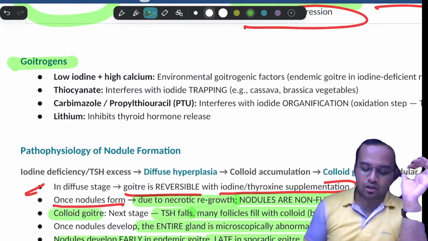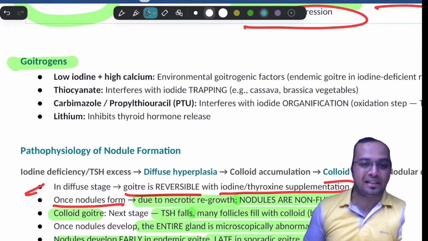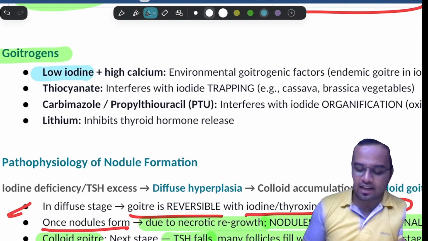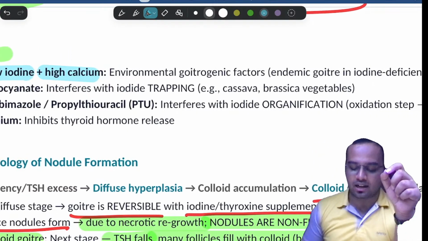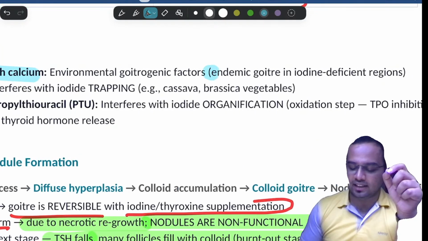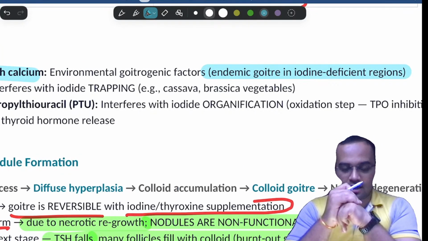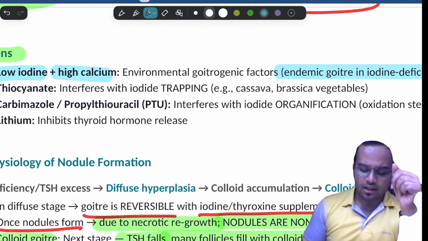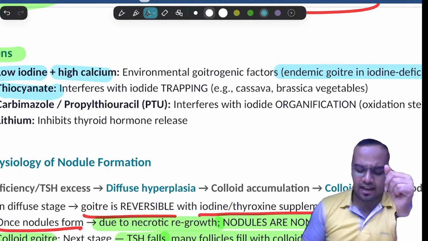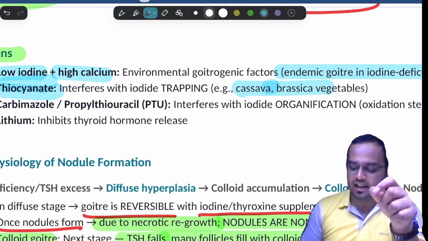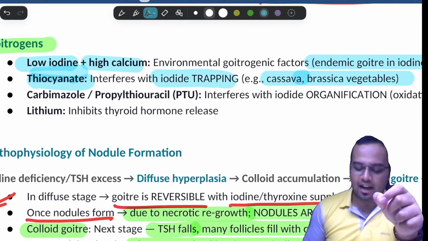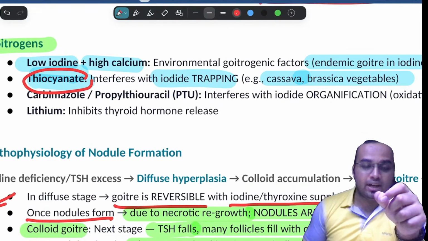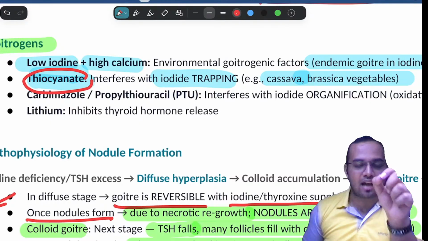And what are the goiterogens? Goiterogens are nothing but those which precipitate the goiter. It is low iodine and high calcium diet. So not just low iodine, but high calcium diet is very much important. So these are the problem in the endemic goiter regions. Thiocyanates, so what are they? They are typically found in cassava, brassica vegetables and in cabbage. They are going to interfere with the thyroid iodide trapping.